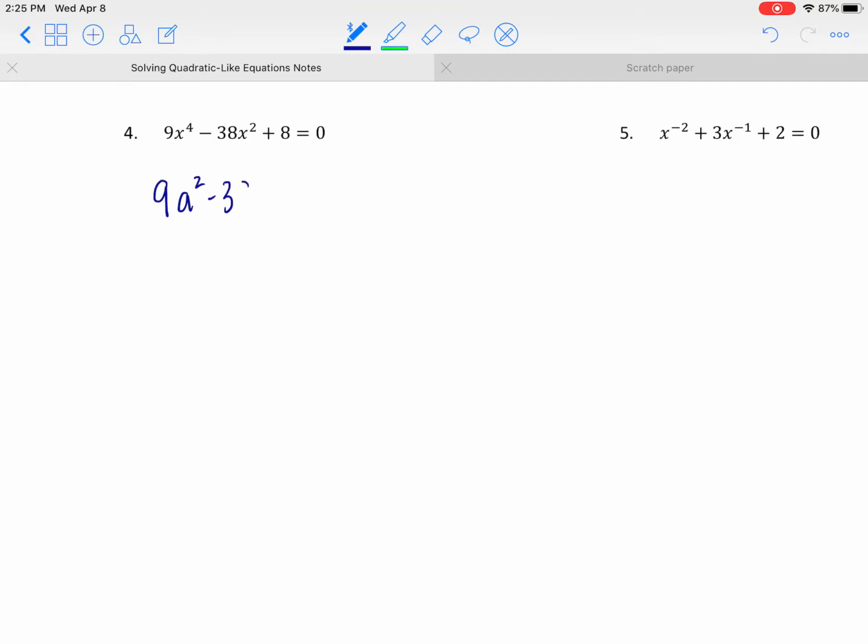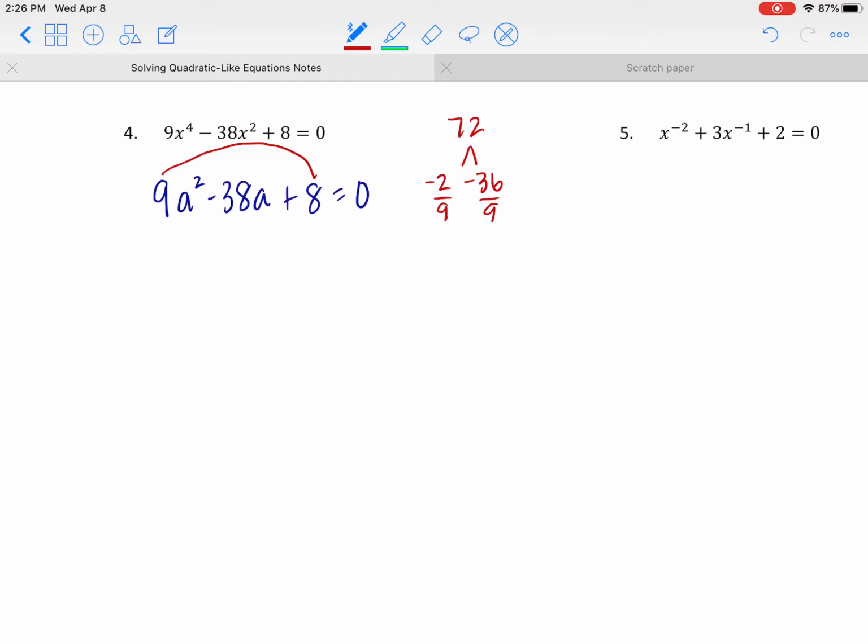I think I just have a little more variety for you on the back. A little stretch break might be necessary. Luckily, you get to pause. All right, so here, rewriting this as 9a squared minus 38a and then plus 8 equals 0. Didn't change the coefficient or constants, just the variables. We can factor 9 times 8, 72.